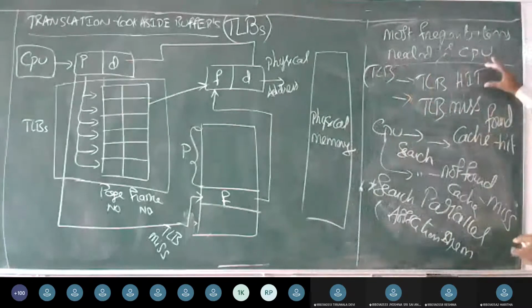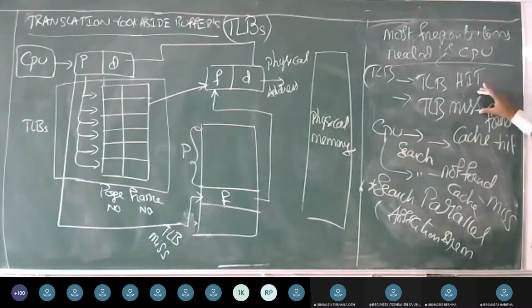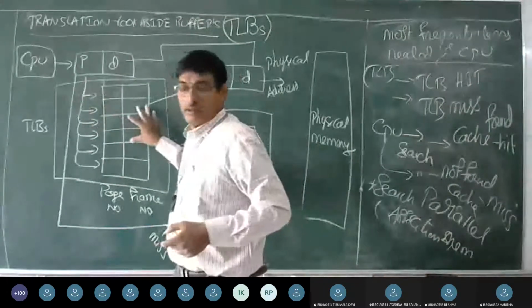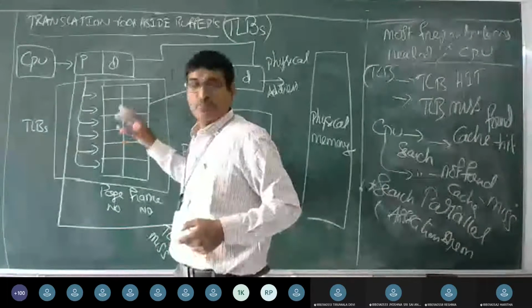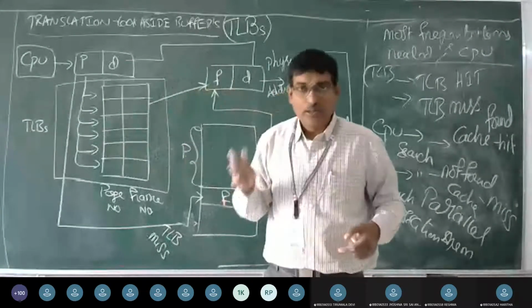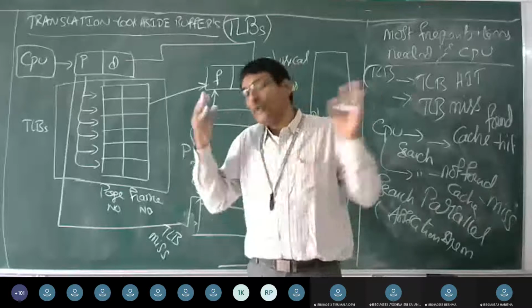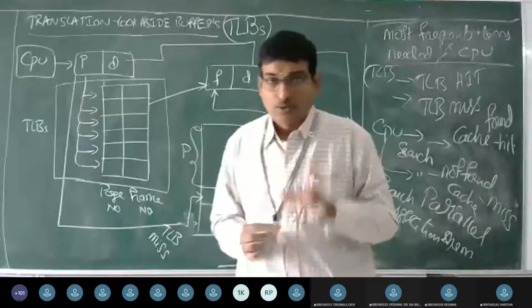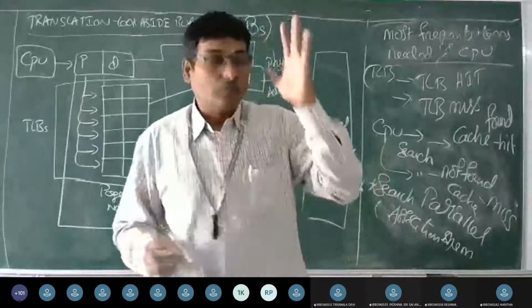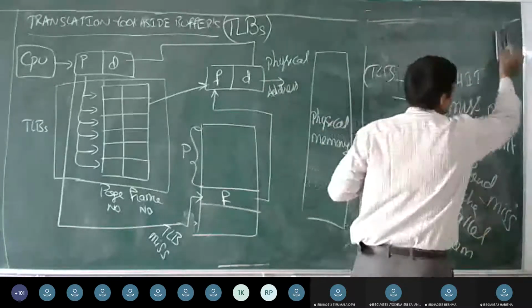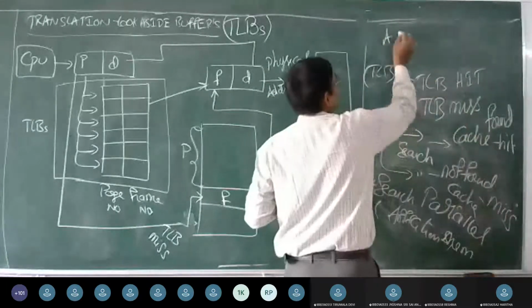Fine. We calculate TLB hit and TLB miss. That means the CPU was asking for a page inside the TLB. If it is found, obviously we say it is a hit. If it is not found, we call it a miss. Two items.